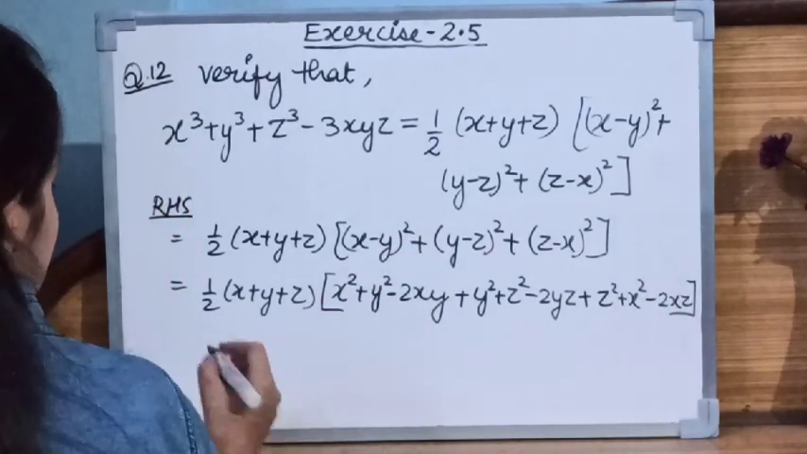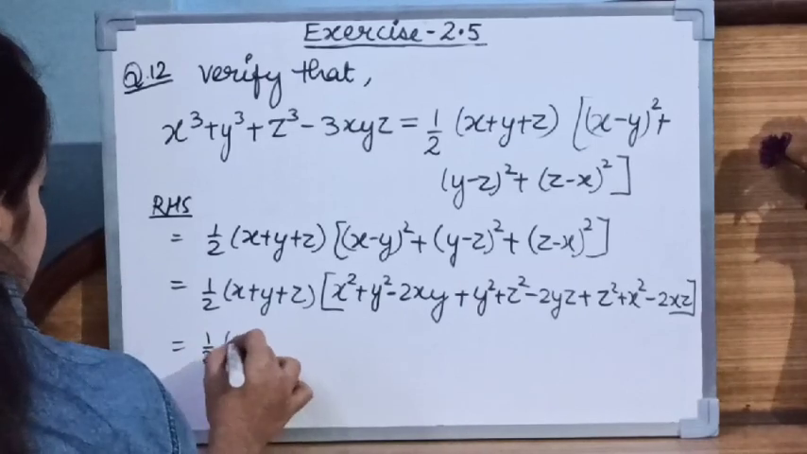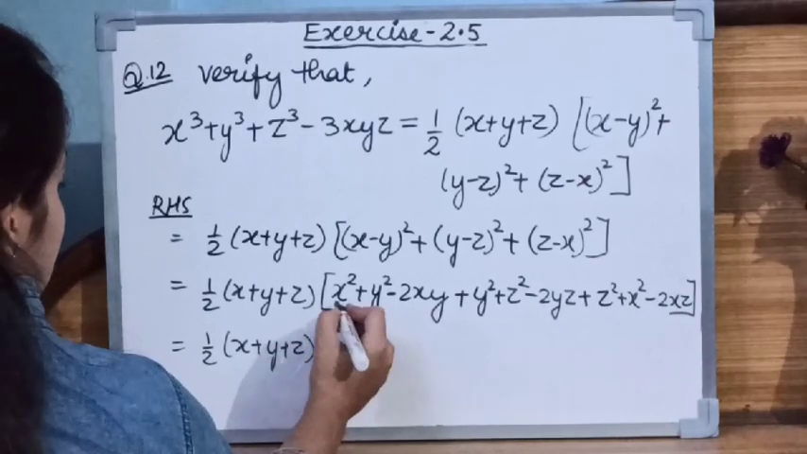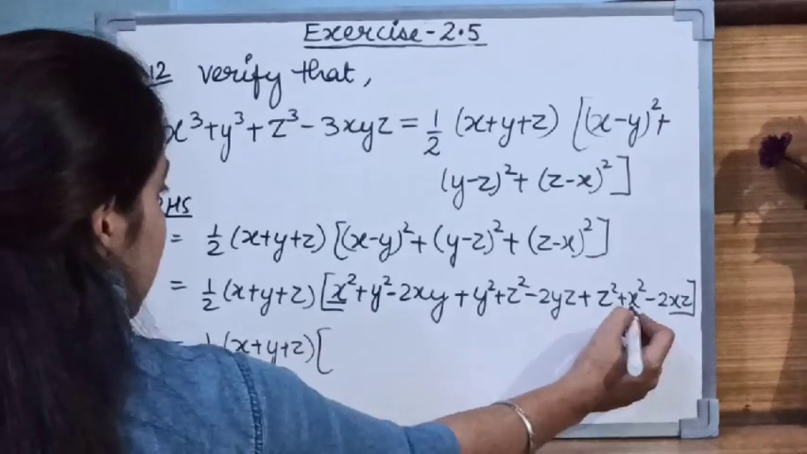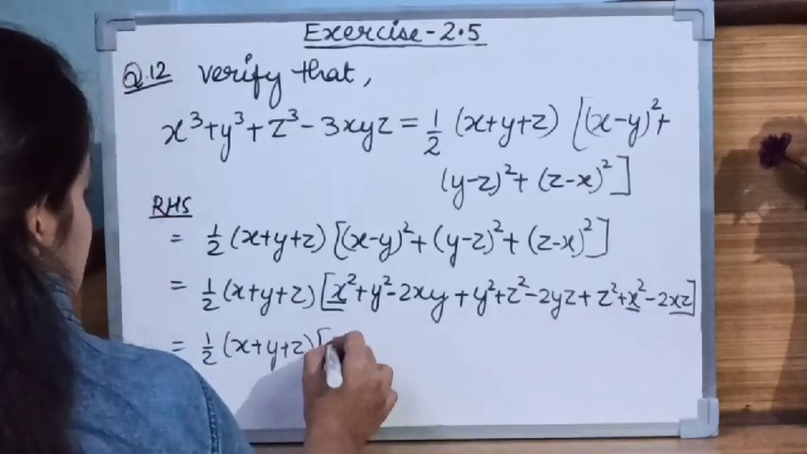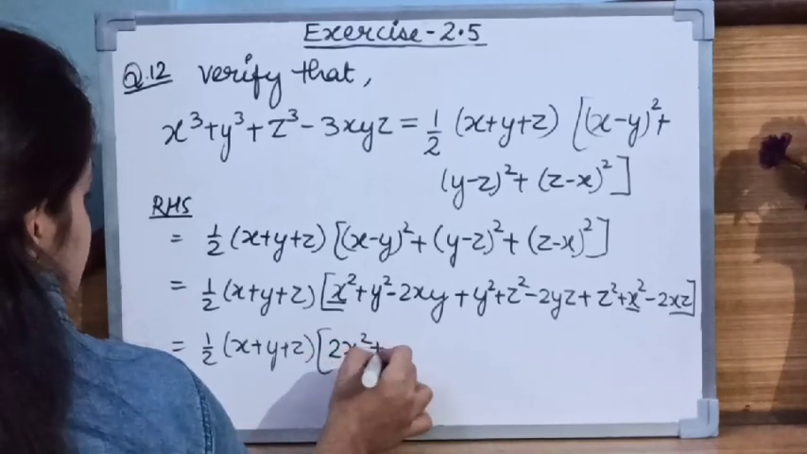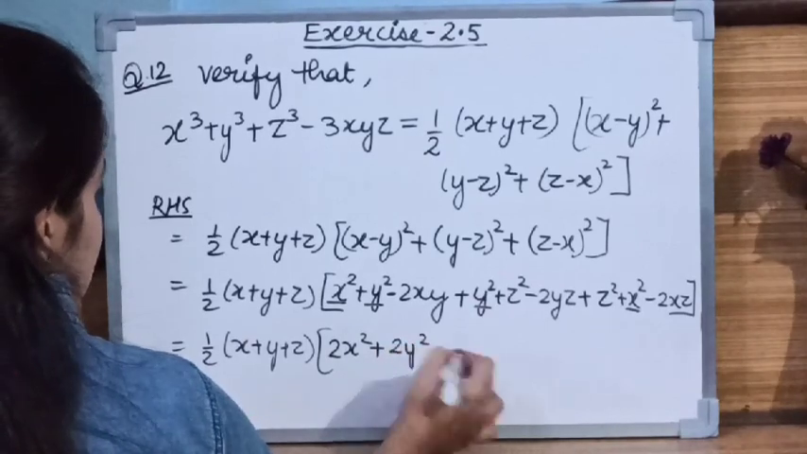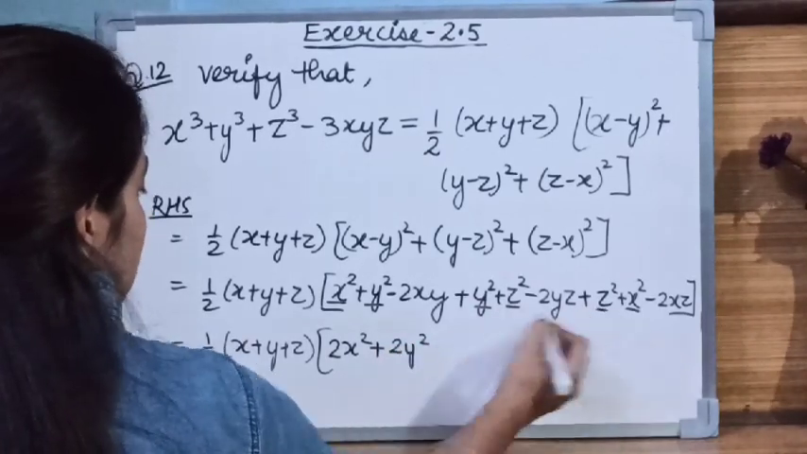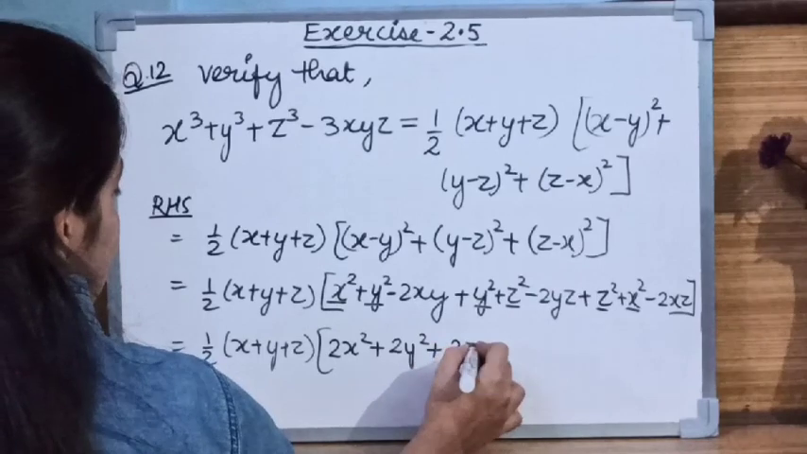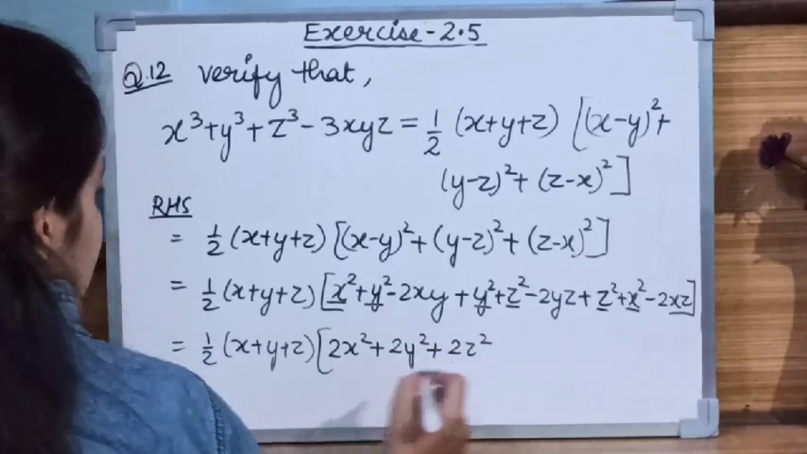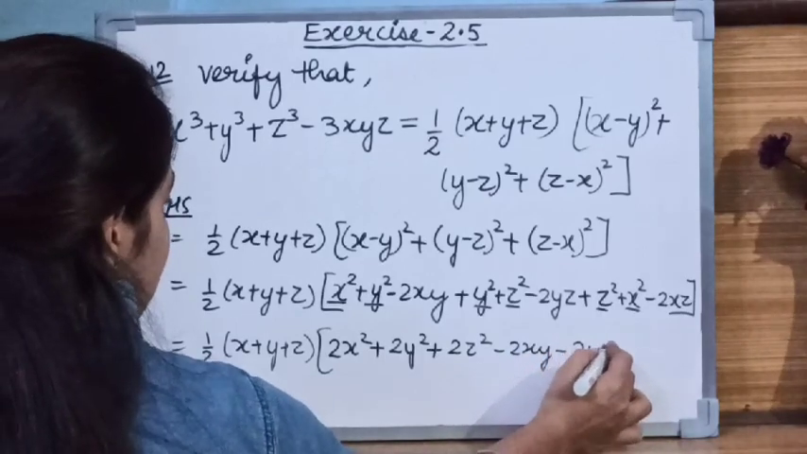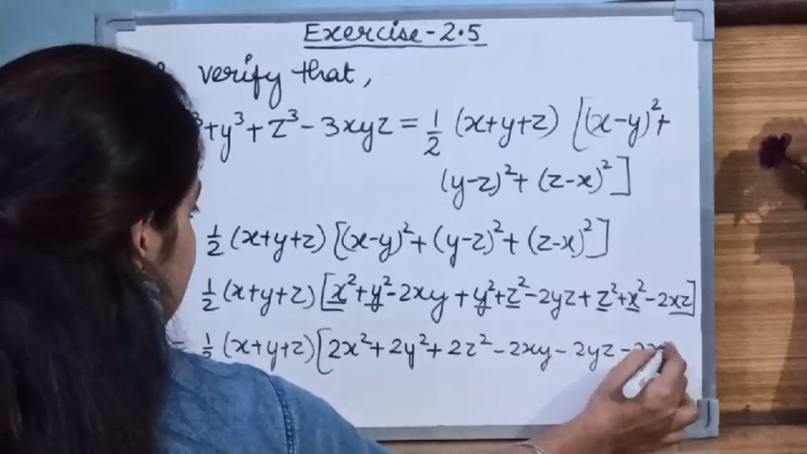Now as you can see, this will again be the same, x plus y plus z. Student, over here x square and here x square, so I'm going to write it as 2x square. Similarly, y square and y square become 2y square. Similarly, z square and z square become 2z square. Now I'm going to write the remaining terms, minus 2xy, minus 2yz and minus 2xz.